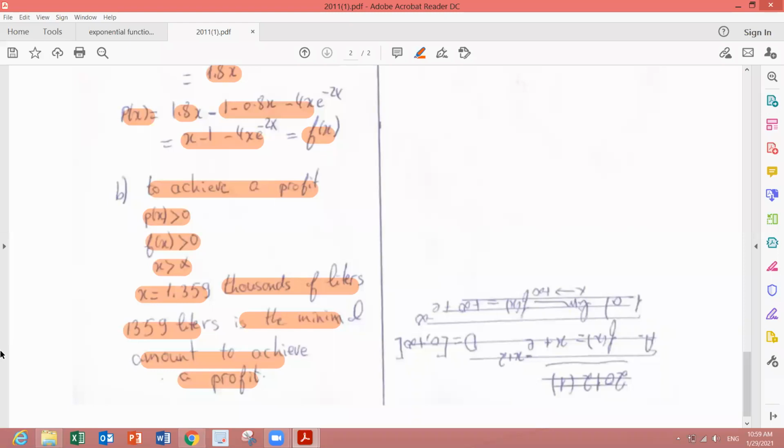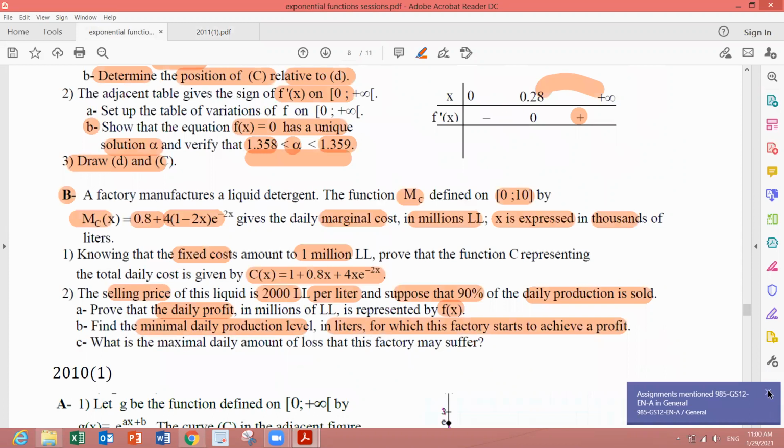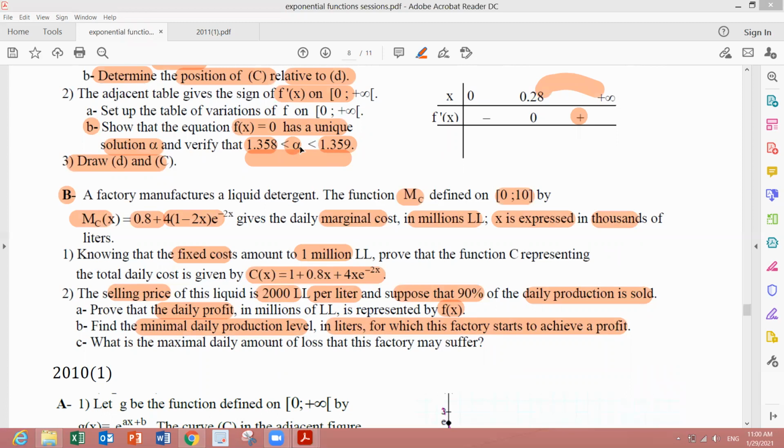Do you like to ask a question here? No. So to achieve a profit, P(x) positive means f(x) positive means x greater than alpha. We got the 1.359 from here, from alpha.